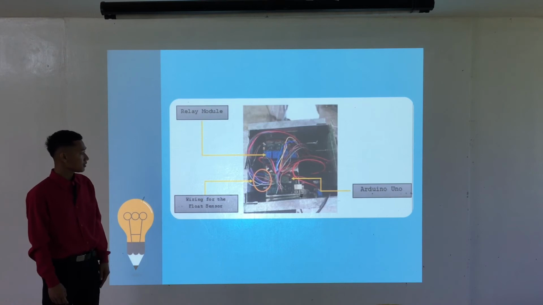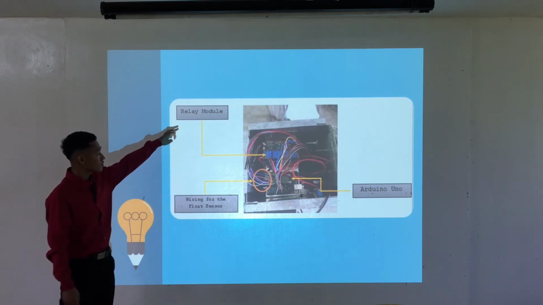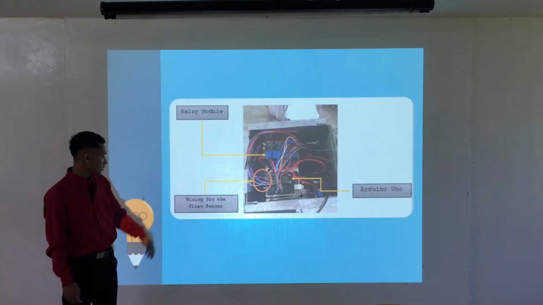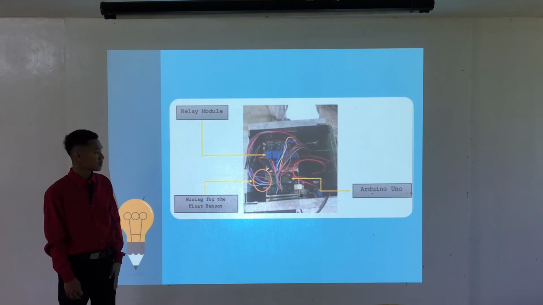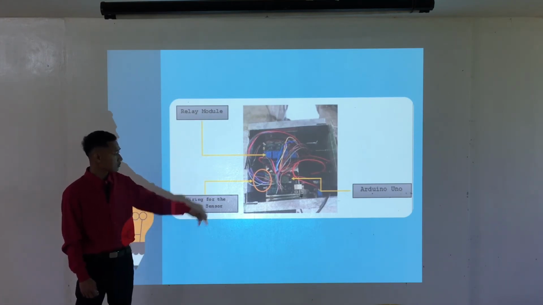And this is the inner part of the main system circuit box. It has a relay module. This part is the relay module and the wiring of the float sensors. And in this main system, we use an Arduino Uno.